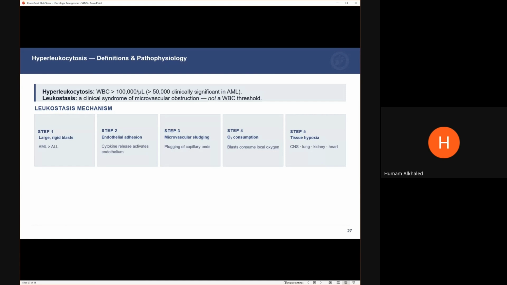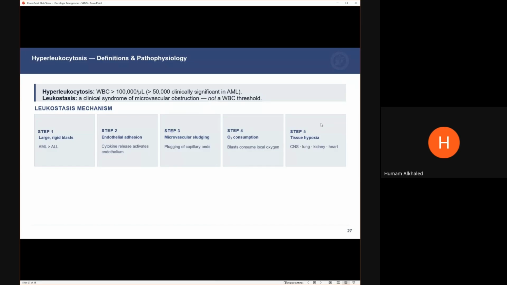A little bit about the pathophysiology. So the leukostasis mechanism has 5 steps. Large, rigid blast cells, especially in AML subtypes like what we call M4 and M5, are sticky blasts. So they stick to the blood vessels and cause a cytokine release activation. They block small blood vessels, and once stuck, the blast activity consumes local oxygen. The result is oxygen deprivation or hypoxia in the brain, lungs, kidney, and heart, and that's what causes the failure of these organs.